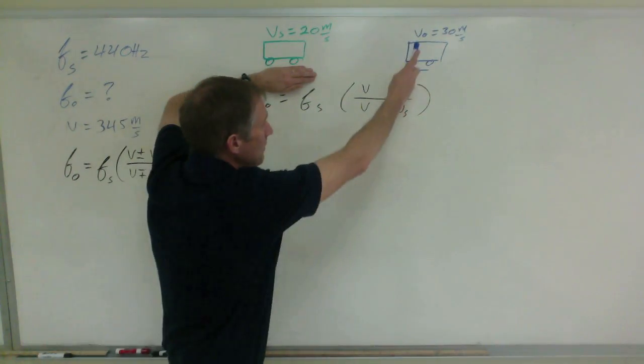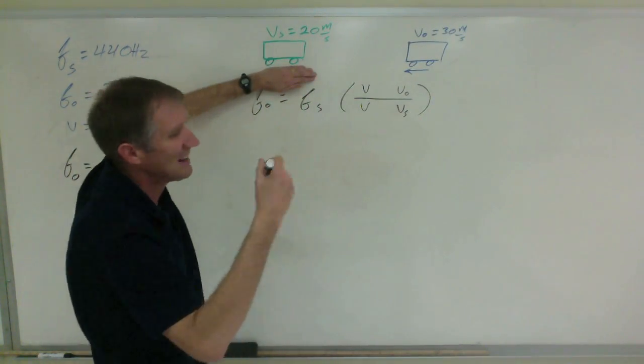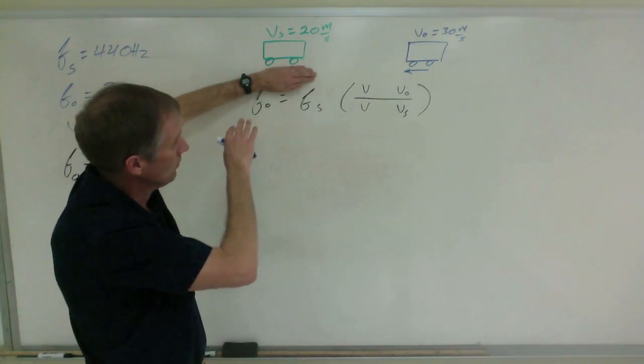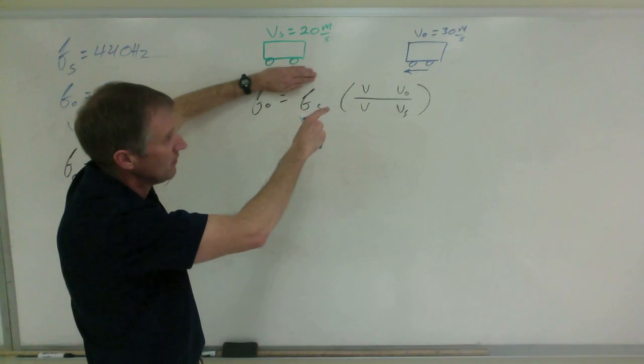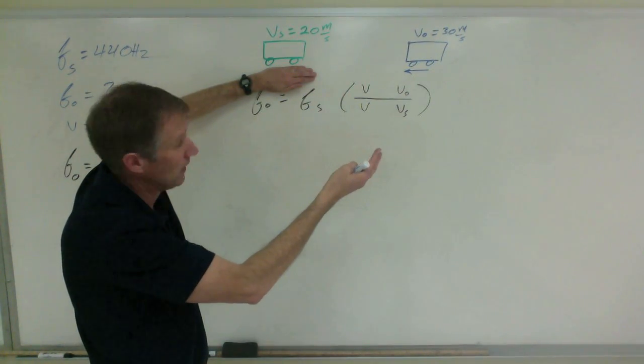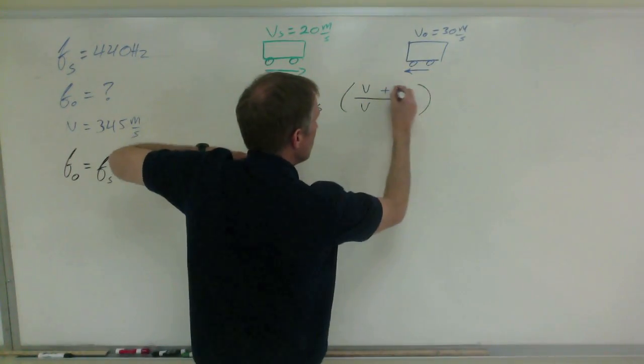Does the motion of the observer at 30 meters per second going towards the sound source, in and of itself, forgetting what the source is doing, lead to a higher pitch or a lower pitch? It leads to a higher pitch. Whenever you go towards, you hear a higher pitch. So I add the 30.